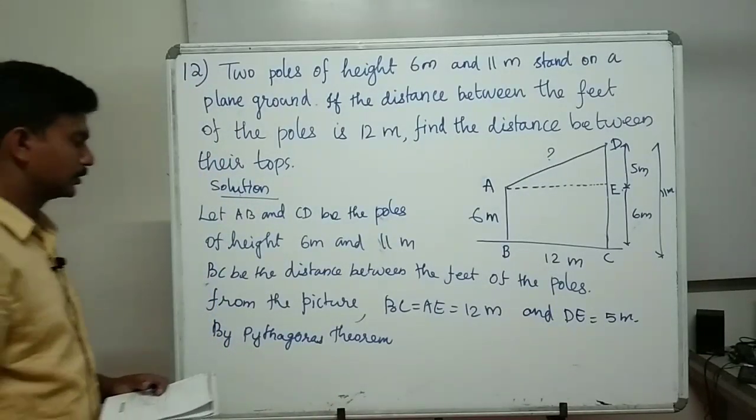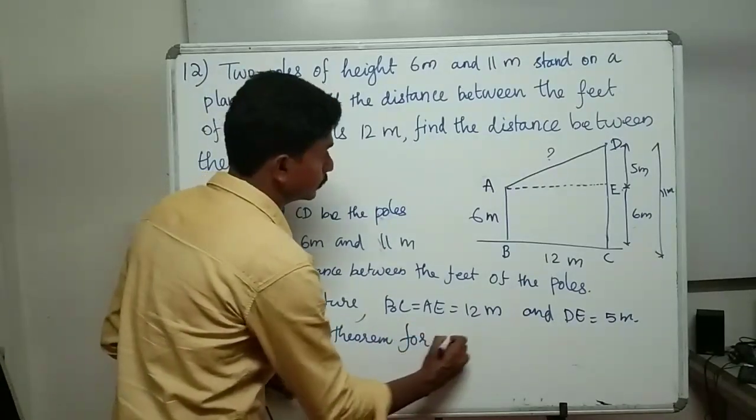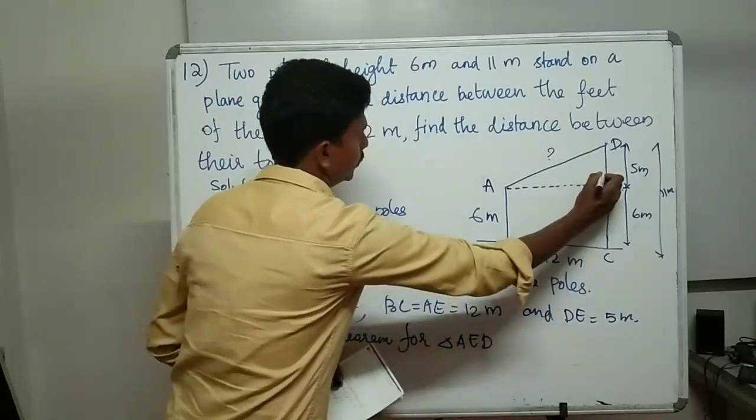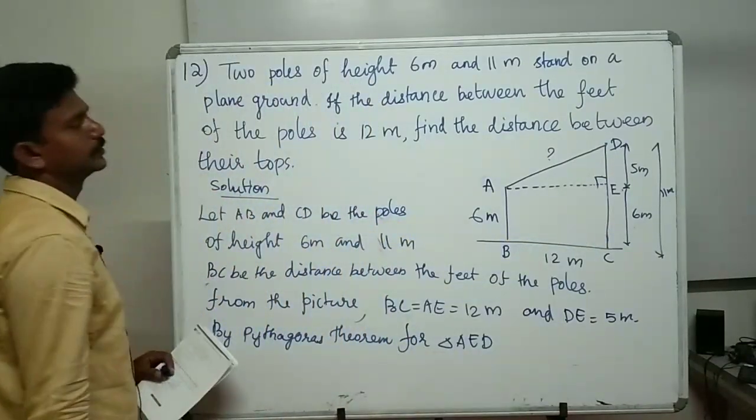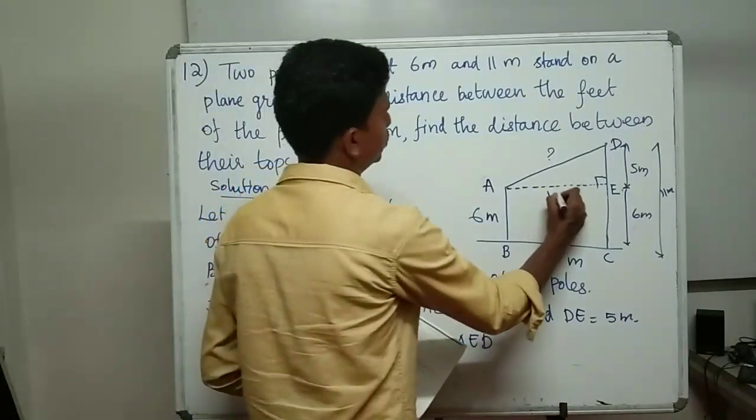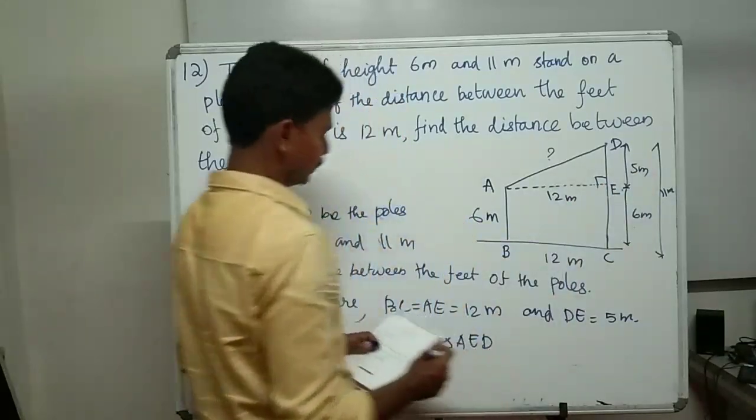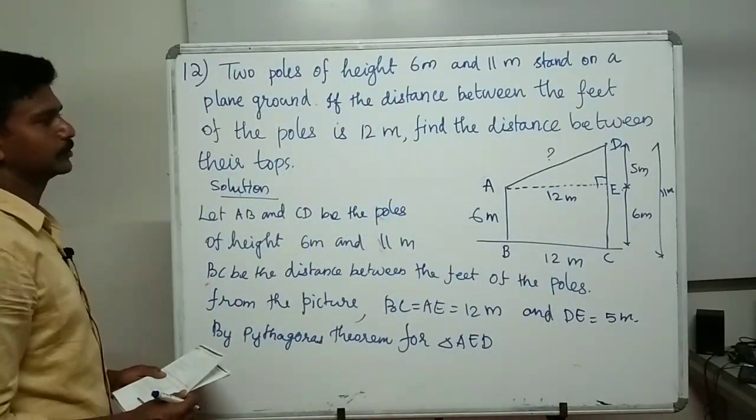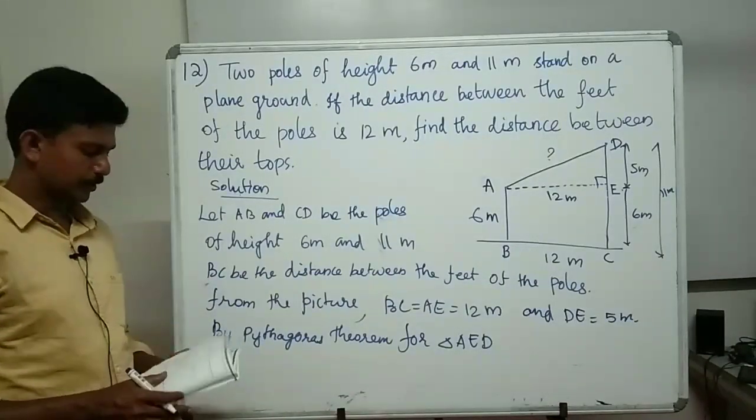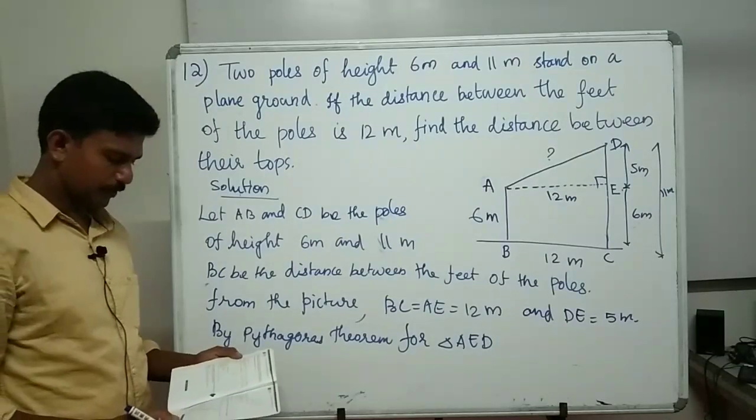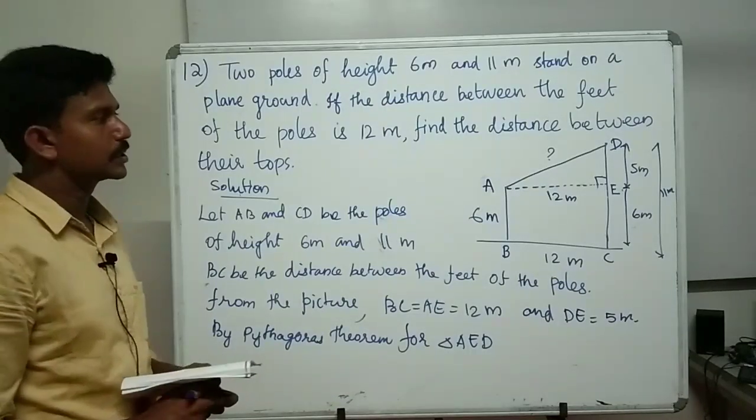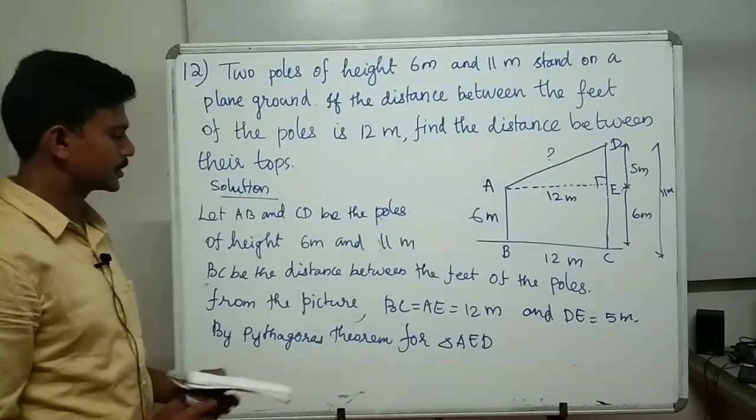For triangle AED, because triangle AED is a right angle triangle, we can apply that. This side is 12 meters, this is 5 meters. So you can use the Pythagoras theorem and find the length of AD. You will get the answer as 13 meters.